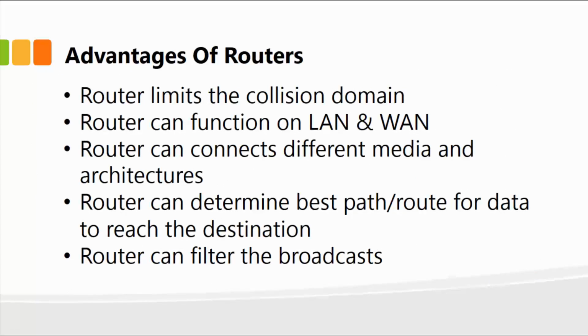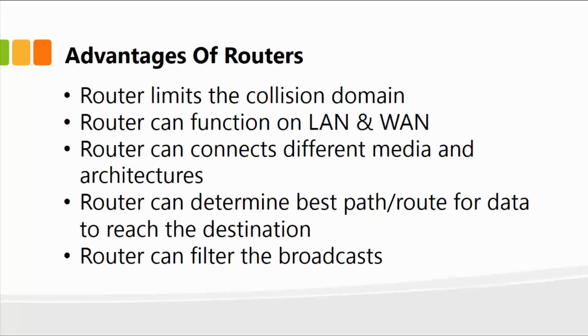So why do we use routers in addition to hubs and switches? Well, a router limits the collision domain, so the packets are not colliding with each other and there's no data loss. Routers can function on local area networks and wide area networks as well. They can connect different media and architectures. Routers can determine the best path or route for data to reach the destination. And routers can also filter the broadcasts. So there are numerous advantages of using routers.